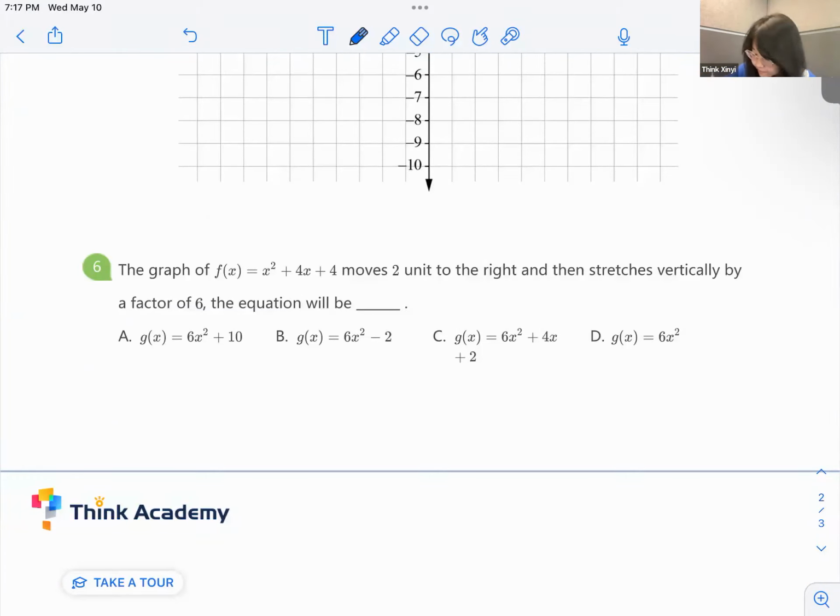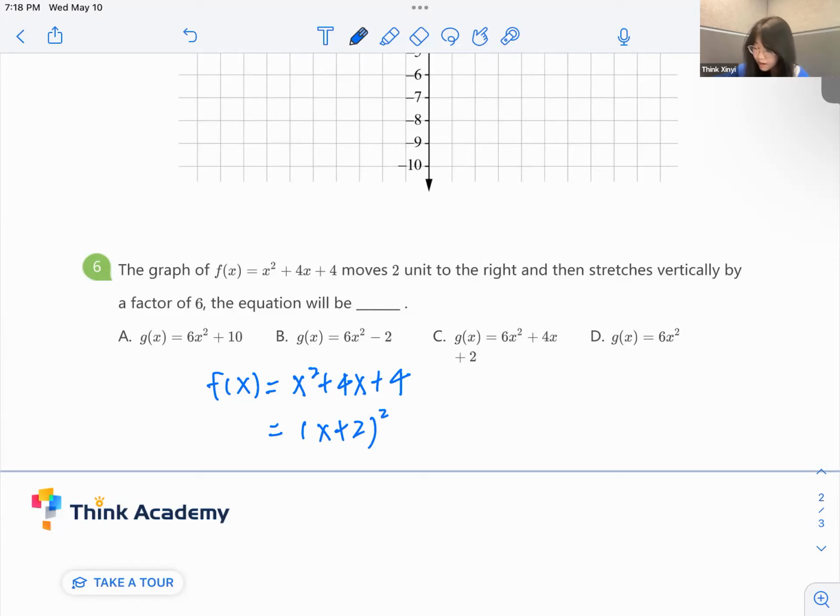Okay, let's see. So first we have f(x) equals x squared plus 4x plus 4. Is it a perfect square, guys? Don't forget, we reviewed the quadratic function yesterday, and you do know the factorization, right? Here, it's a perfect square. Thank you, Nico. Yeah, so here it's actually (x plus 2) squared.